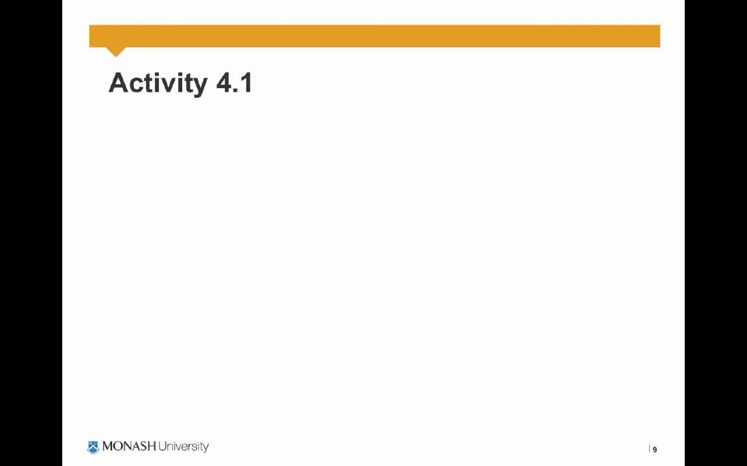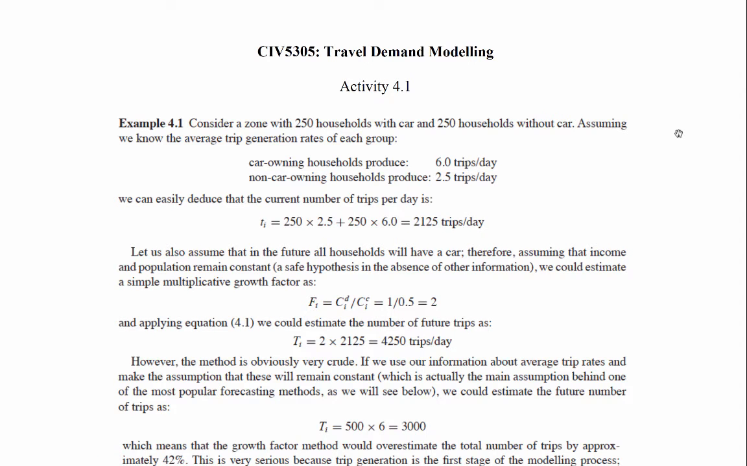I think it's now a good time to have a look at activity 4.1 to get a better sense of how the growth factor method works. In activity 4.1, we will go over the first example of chapter 4 of the textbook. Consider a zone with 250 households with a car and 250 households without a car. Assuming we know the average trip generation rates of each group, households with a car produce 6 trips per day, and households with no car produce 2.5 trips per day.